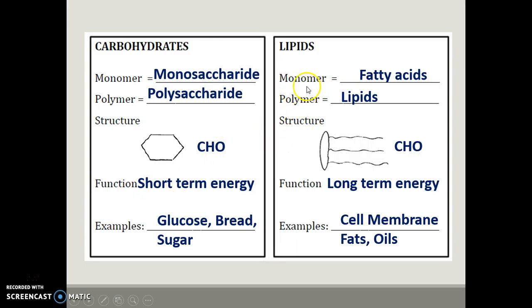Lipids, the monomer are called fatty acids. So fatty acids, the fat is part of the lipids. The polymer is just called lipid. Lipids have the same elements, CHO, as carbohydrates, but the structure is different. Lipids look more like a jellyfish, carbohydrates look more like a ring. Because lipids have those long chains, they provide long-term energy. And so they're found in the cell membrane, in fats, and oils.